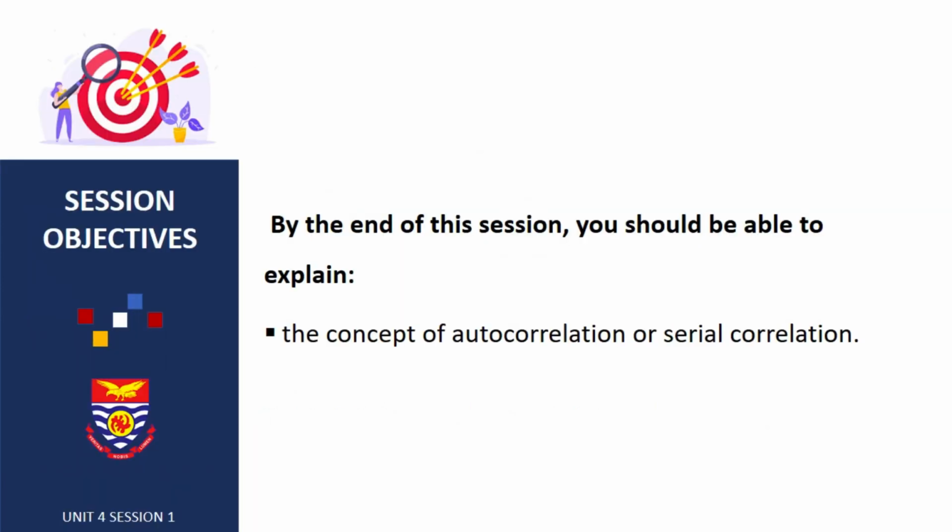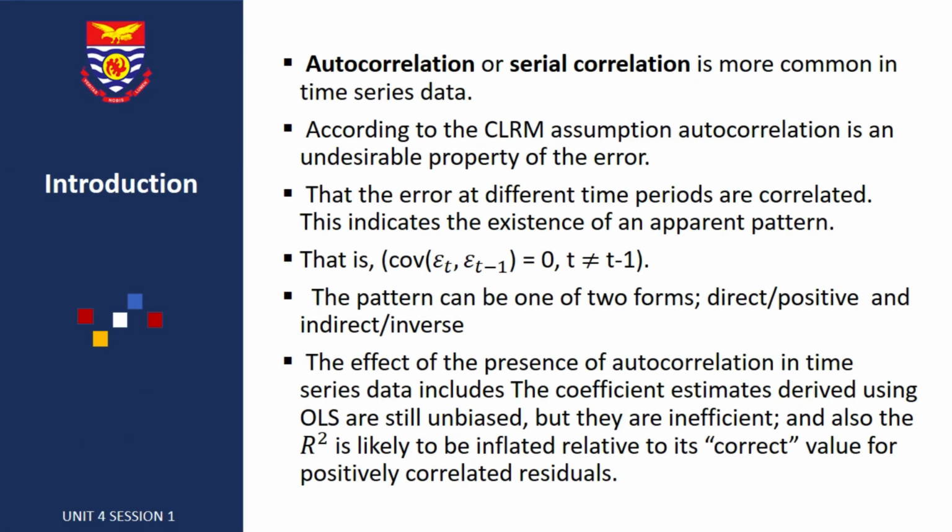By the end of this session, you should be able to explain the concept of autocorrelation or serial correlation. That is the main objective of this session. One could ask what autocorrelation is, but in the previous units, we have already established what autocorrelation or serial correlation is. Serial correlation is not a desirable property of the error term, or for the classical linear regression model assumptions.